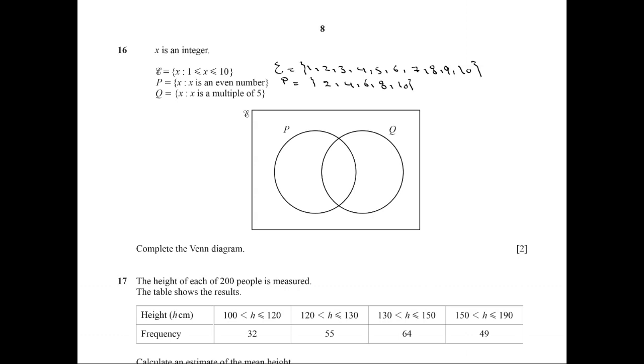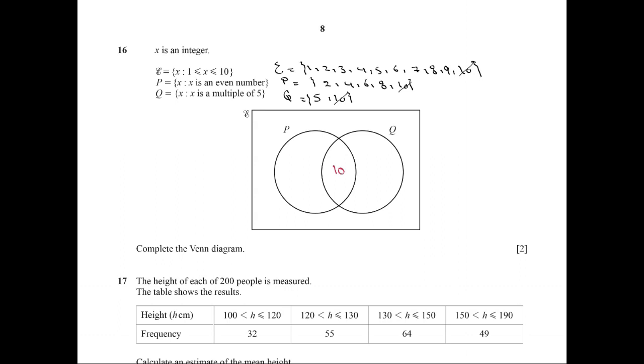X is a multiple of 5. Q is equal to 5 and 10. We have only two multiples of 5. To draw a Venn diagram, the first thing you have to notice is whether there is an intersection between the two sets. Yes, there is an intersection between the two sets, 10. So 10 is the first number, and we will write 10 here.